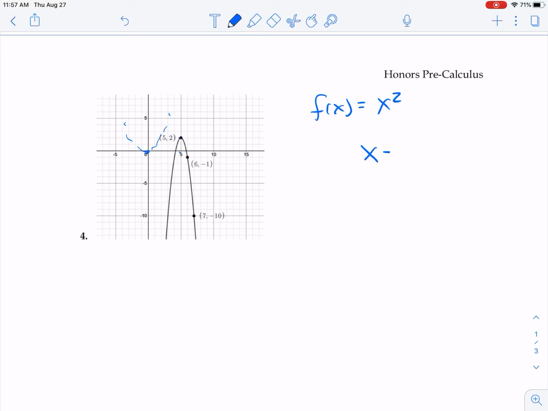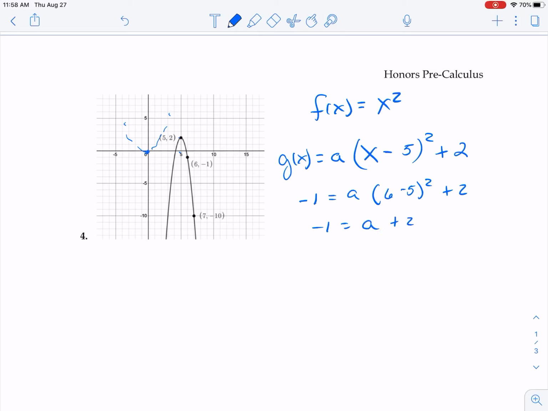So you got x plus 5. No, minus 5, sorry. Fix that. x minus 5 squared plus 2. And there's an a in front of it. And that's my function with the transformation. Pick a point and plug it in. I plug in negative 1 equals a times 6 minus 5 squared plus 2. Negative 1 equals 6 minus 5 is 1. 1 squared is 1. So you get a plus 2. Subtract 2. And you end up with negative 3 equals a.